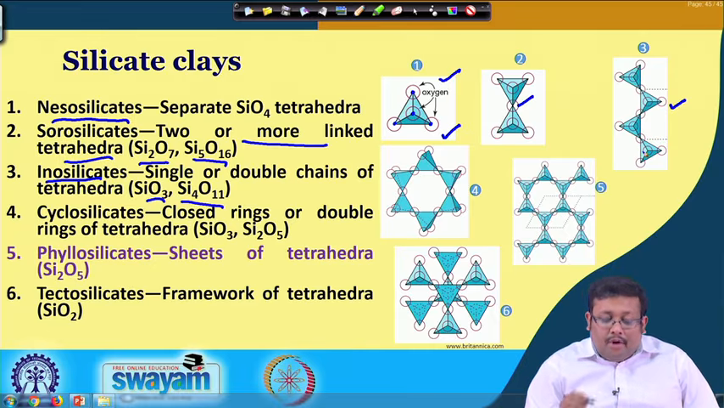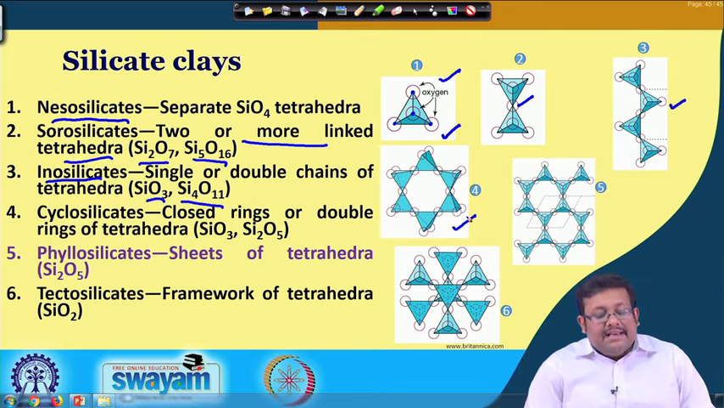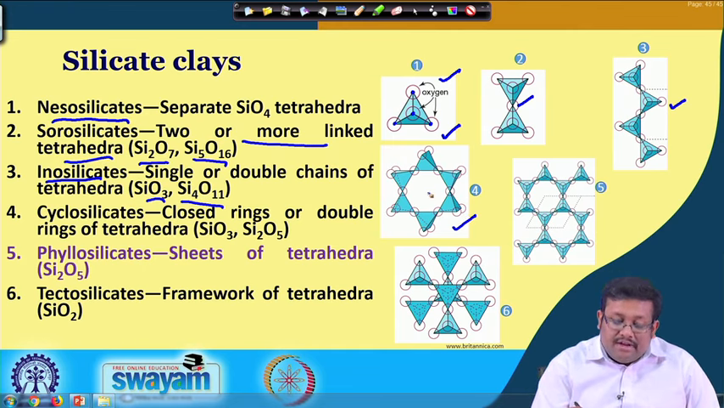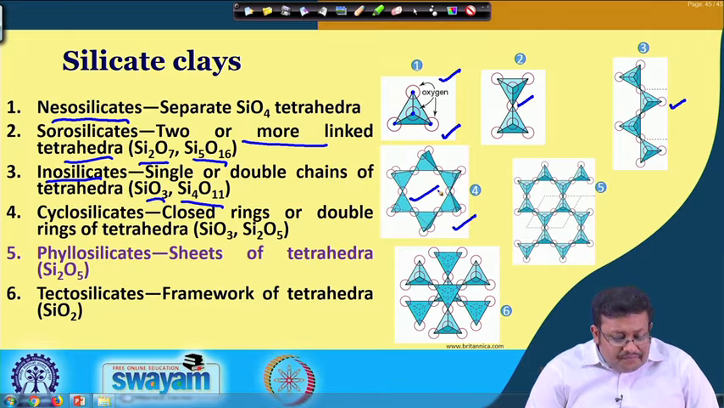And the fourth one is cyclosilicates, and this is an example of cyclosilicates. Cyclosilicates are basically single closed rings or double rings of tetrahedra. As you can see, this is a closed ring of tetrahedra, and this is an example of cyclosilicates.